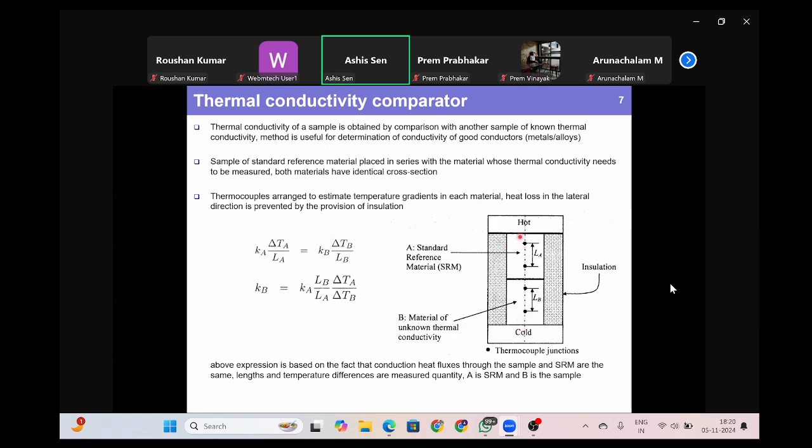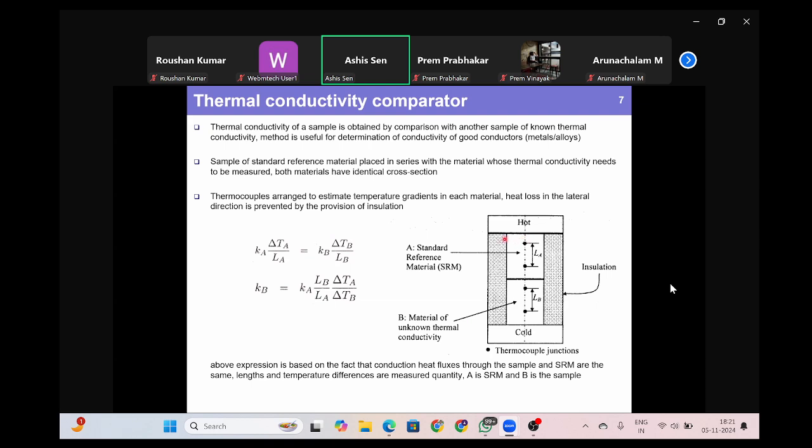And this setup is typically Cartesian. That means this material can be either cylindrical or even a cuboid. So you have a reference material, which could be a metal like aluminum, steel, or copper, whose thermal conductivity is already known. Okay, you know the thermal conductivity. And then you have a block of another material whose thermal conductivity you do not know and you want to measure.